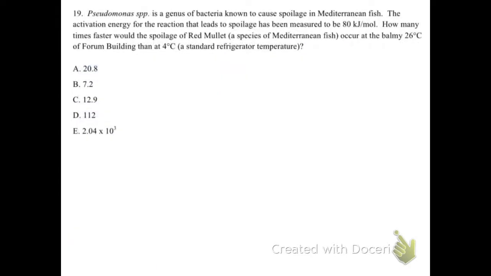Okay, in this problem, we're looking at the spoilage of fish due to Pseudomonas bacteria. So, we're told here that the activation energy of this reaction is 80 kilojoules per mole. We're also trying to figure out how many times faster it happens at 26 degrees Celsius than at 4 degrees Celsius. So we want to see how many times faster it is if we leave it lying out in a balmy room rather than in a standard refrigerator.